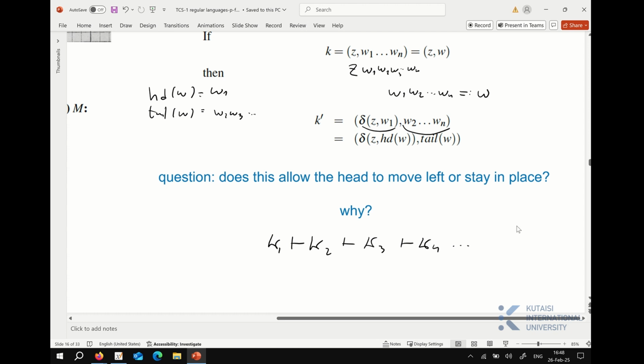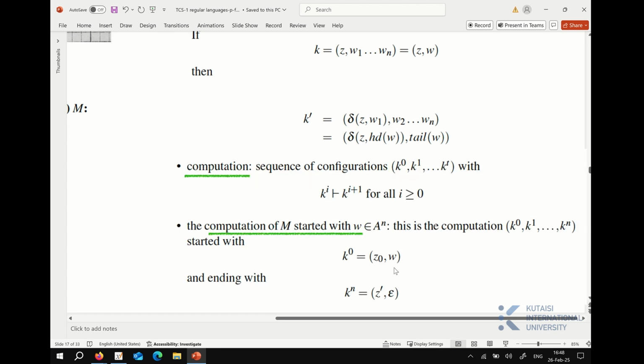So computation, by definition, is a sequence of configurations where each one is the next configuration of the previous one by this rule. If I'm performing a computation by this definition on a DFA, am I allowed to stay in place? No, because computation means that you are applying delta to the first one and then applying delta again. Somehow this definition also encapsulates how computation happens with the DFA. So here is the definition.